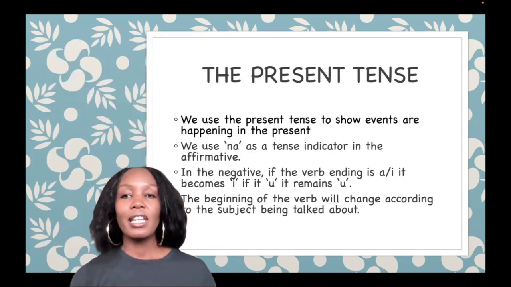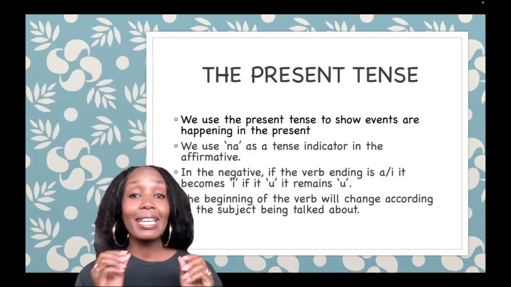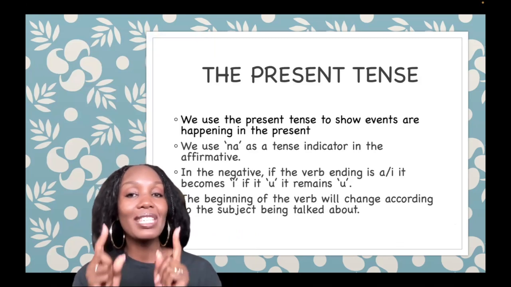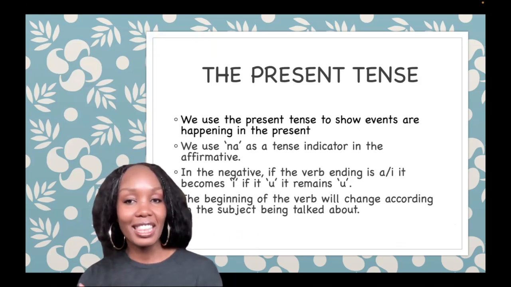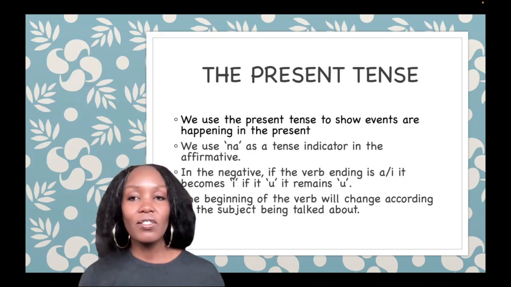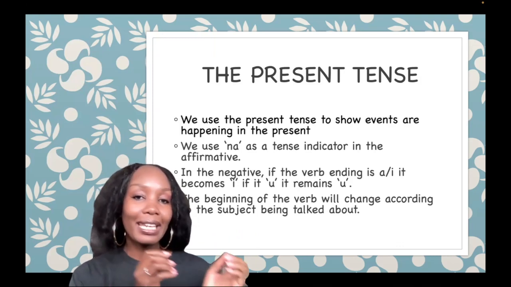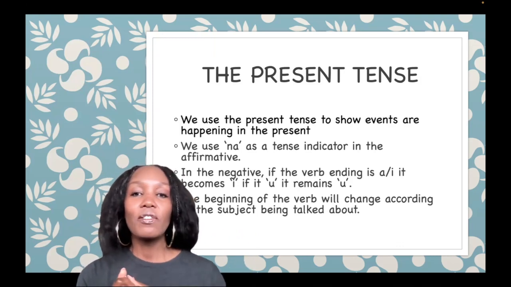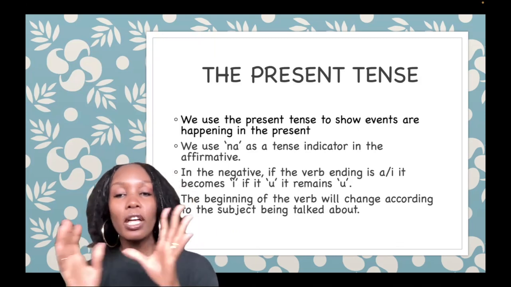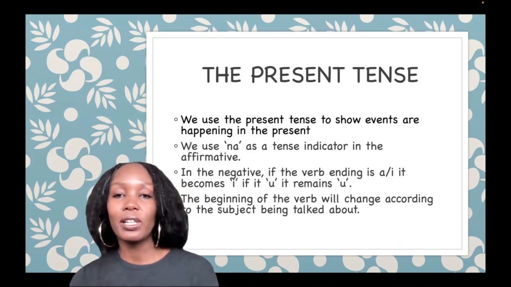So we use the present tense to show that events are happening in the present, and we use na as the tense indicator in the affirmative. In the negative, if the verb ends with an a or an e, it's going to become e. That is the ending. And if it is u, it remains a u. All this will make sense very shortly.